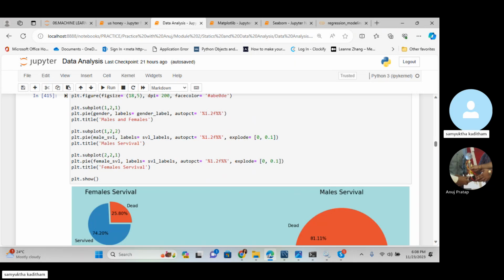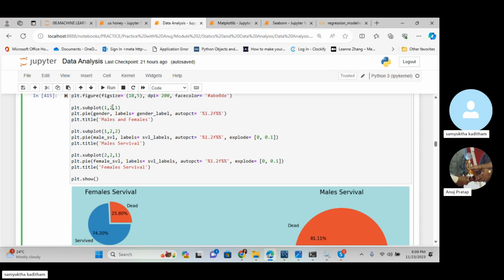Use 2, comma 2, comma 1; 2, comma 2, comma 2; 2, comma 2, comma 3; 2, comma 2, comma 4. Because it will tell you, we have to multiply these two, 1 comma 2, and it will finally give two plots only. This 2 is common, this row and column is common for the entire subplots.